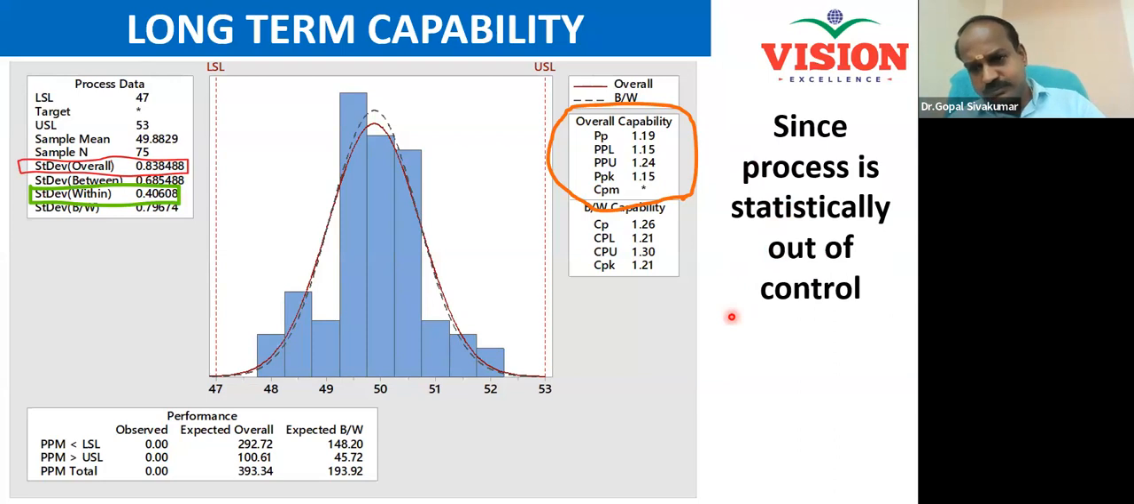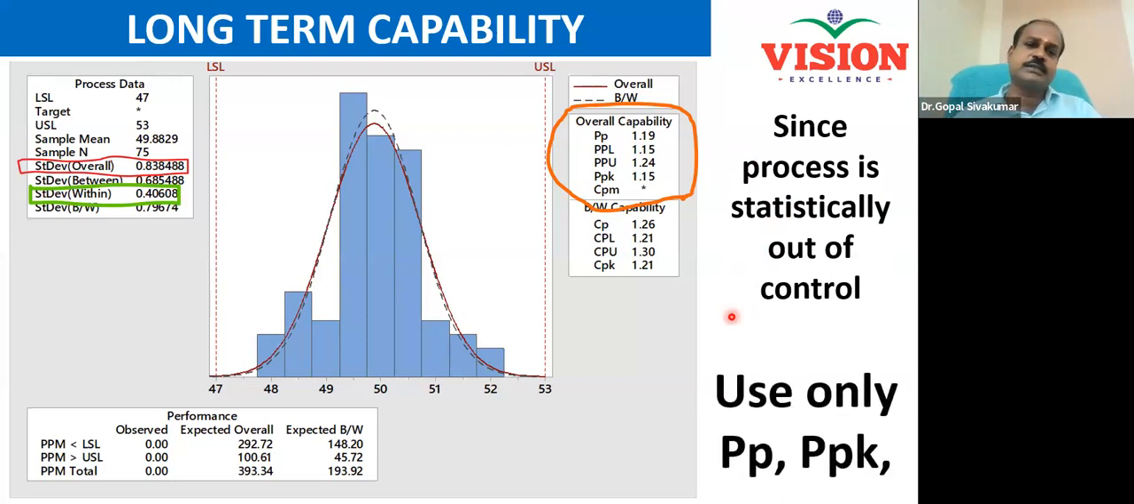So whenever the process is statistically out of control, my suggestion is better not to conduct capability analysis. If at all you are forced to conduct the capability analysis, look for a healthier Pp/Ppk. But if the process is out of control and you also look at the Cp/Cpk, then in the long run, you will be far, far away from what you have studied. Do you get my point?